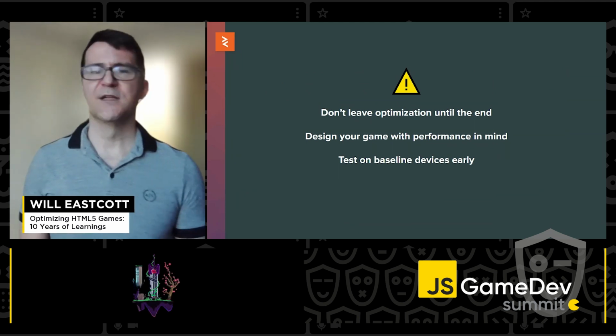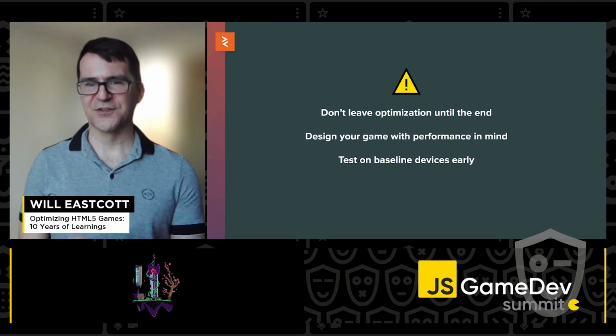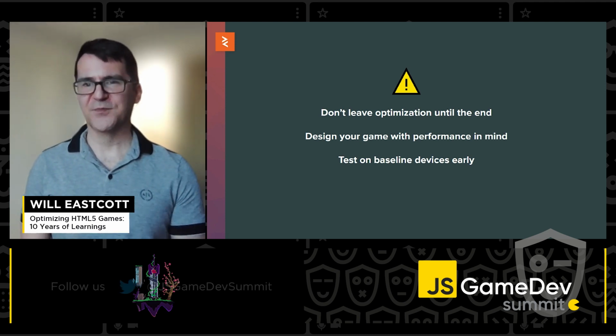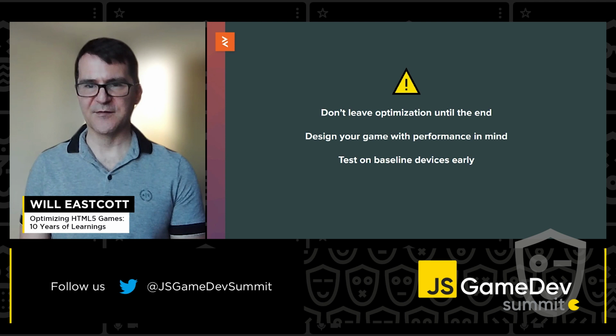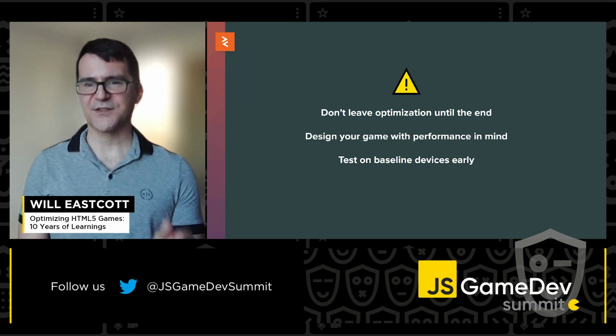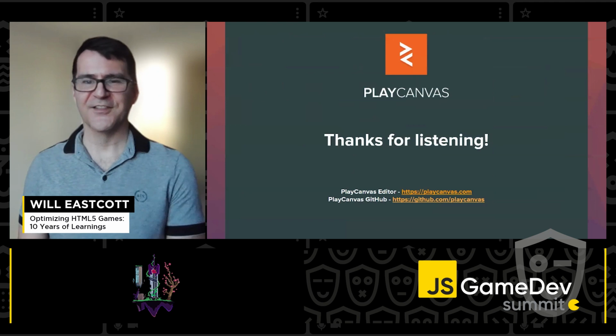So I'm going to leave you with 3 key pieces of advice here. Do not leave optimization considerations until the end of your development process. Also, design your game with performance in mind right from the very beginning. And lastly, select what your baseline device is and test on that device early and throughout your development cycle. That's it for this talk.